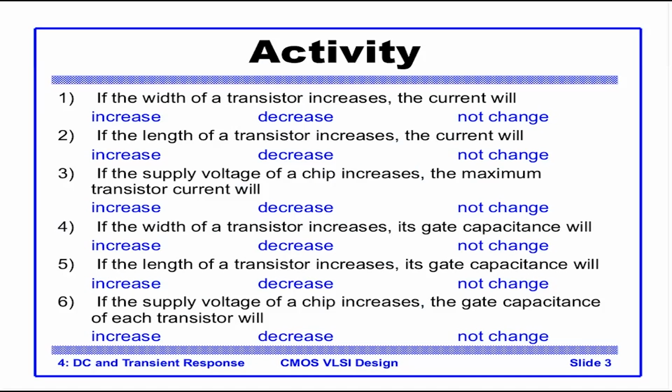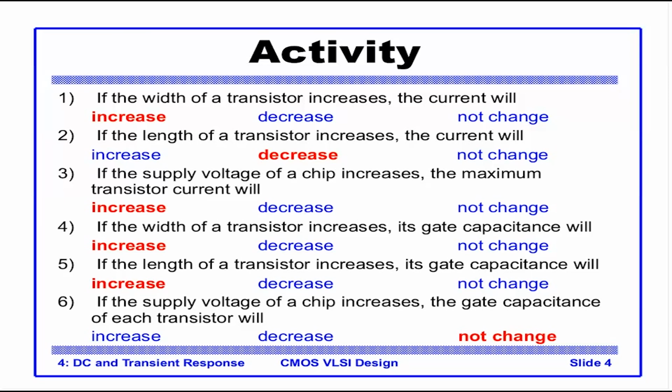Let's look at each of these answers. If we review the equation, the current depends on the W by L ratio. So if the width of the transistor increases, the current will increase because current is directly proportional to W. If the length of the transistor increases, the current will decrease because it is inversely proportional to length. If the supply voltage increases, it's very straightforward. The maximum current will increase because it's proportional to V raised to the power alpha, whatever.